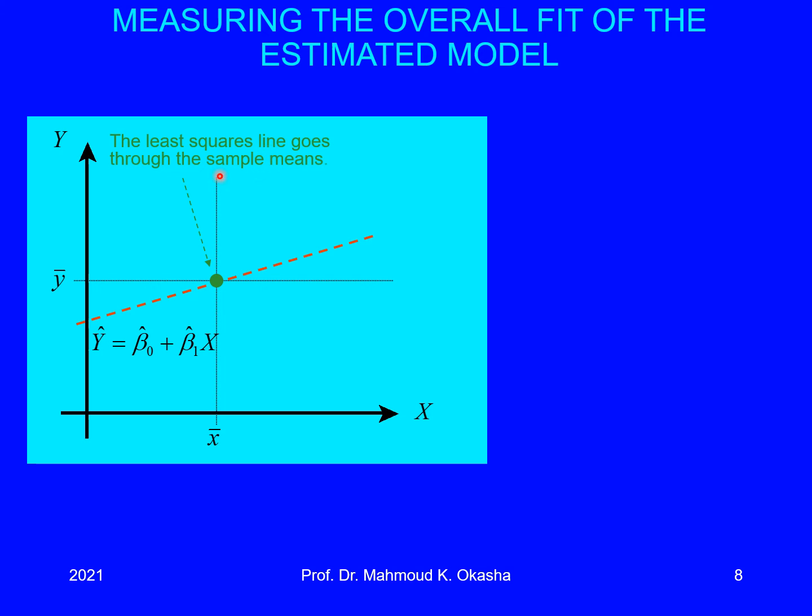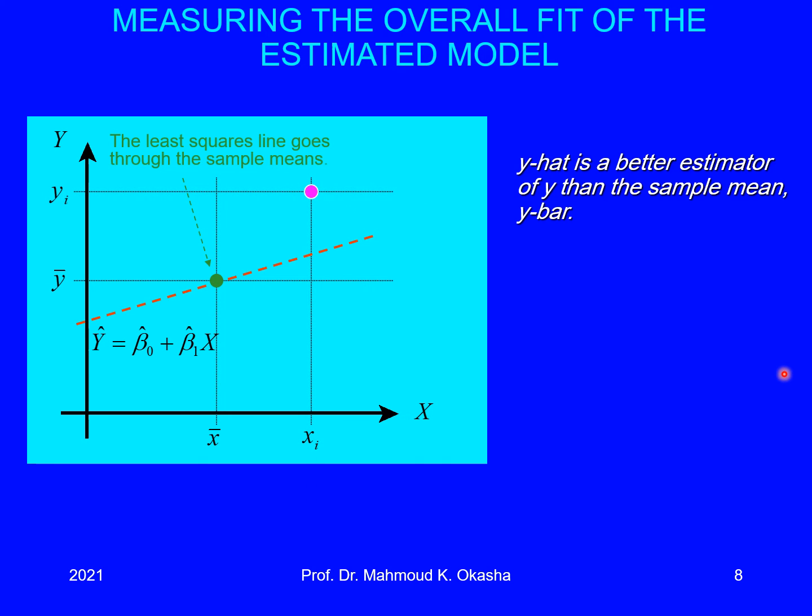The least squares line goes through the sample means here. That's the straight line which we fitted, right? It has this equation. And y hat is a better estimator of y than the sample mean y bar.